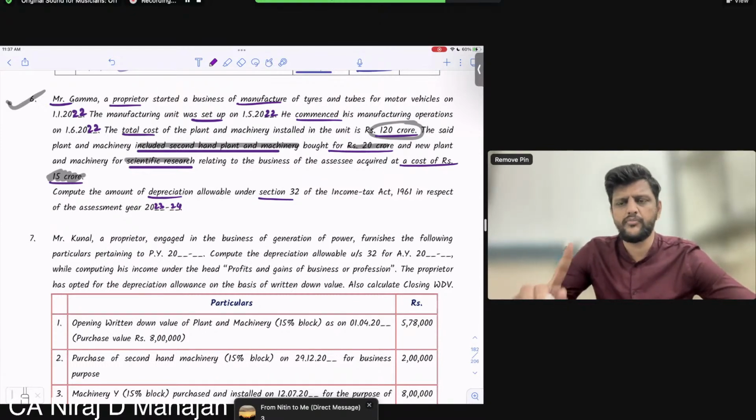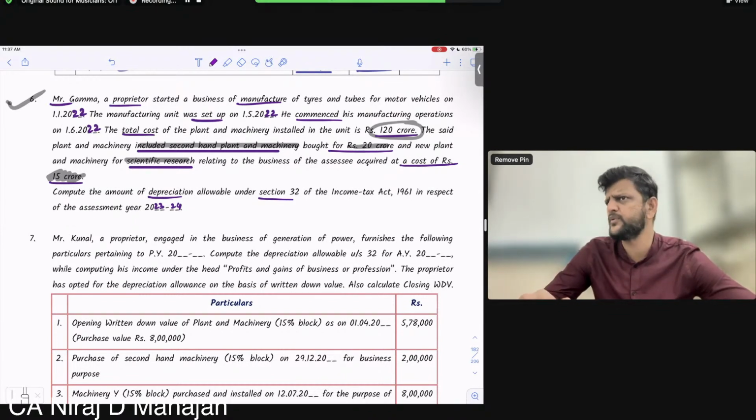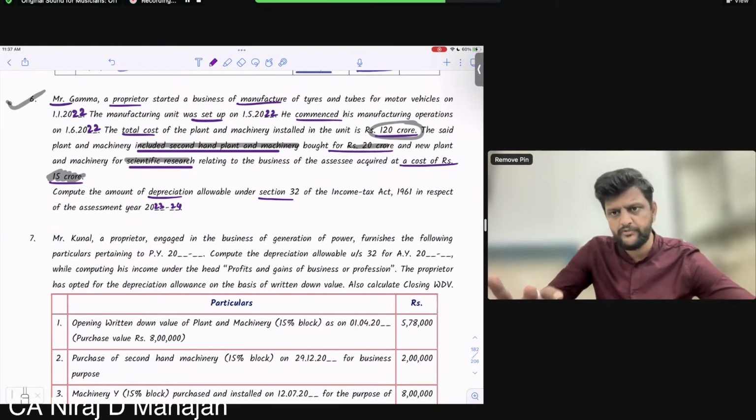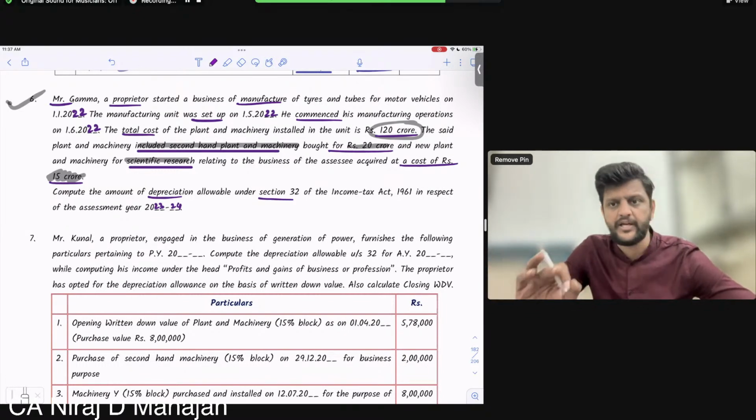If you remember section number 3, the explanation to section number 3, the word used over there in section 3 is date of setup. I've been telling you this in that chapter also. Your PY, previous year, starts on date of setup. So PY in this example is starting from 1st May.